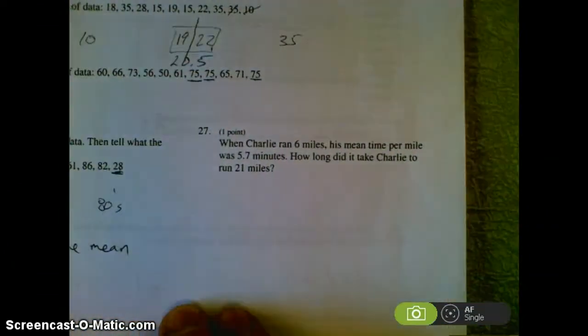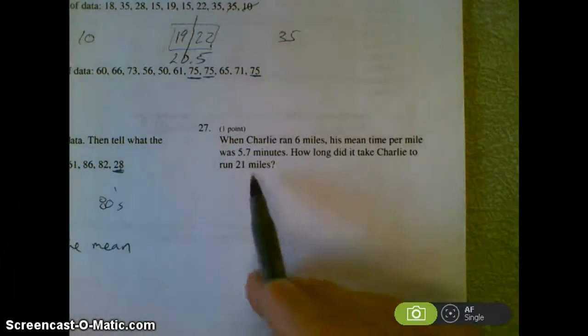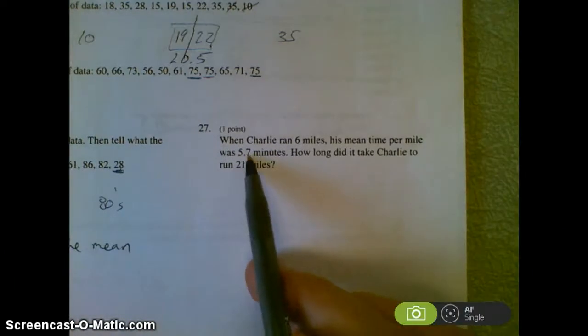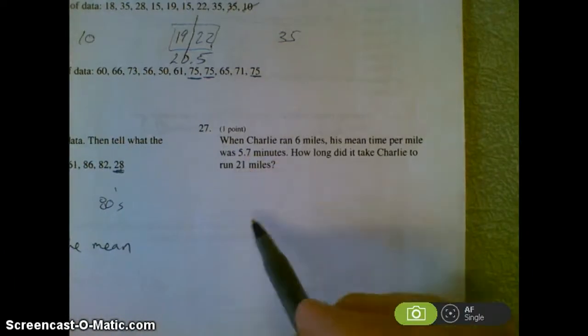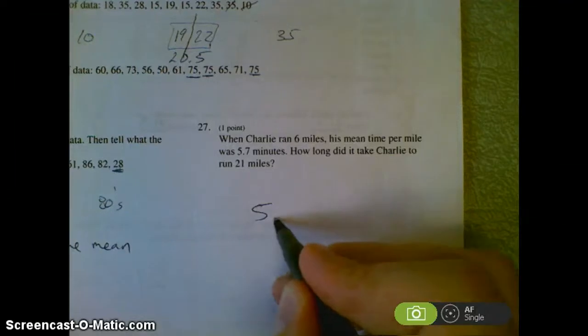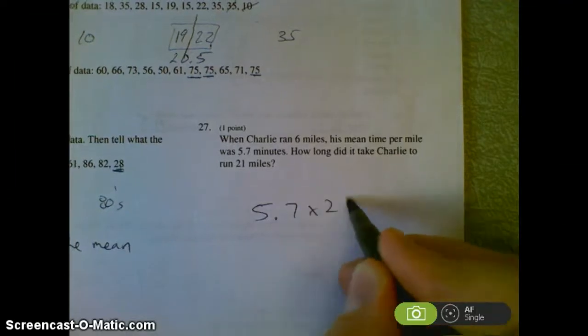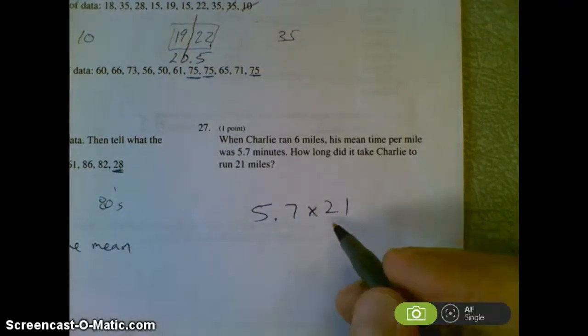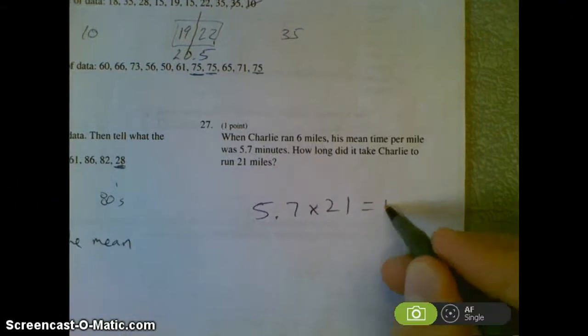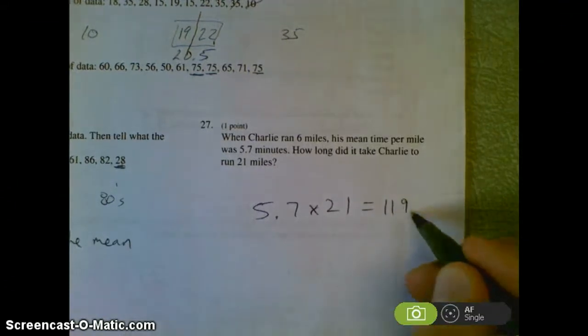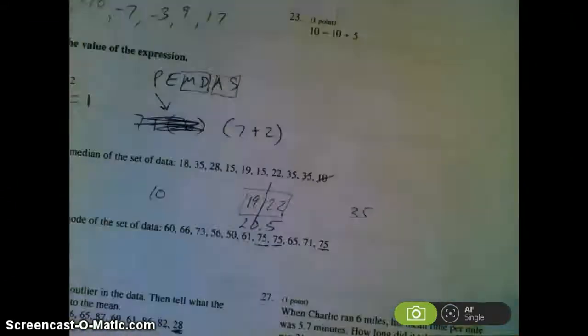Here's Charlie again, slowing down it looks like. He's got a 5.7 minute mile. He's going to run 21 miles, so 5.7 times 21. If we work that out, we get 119.7.